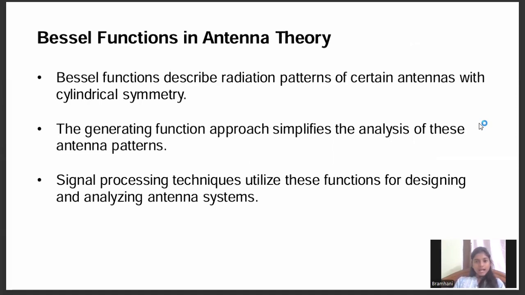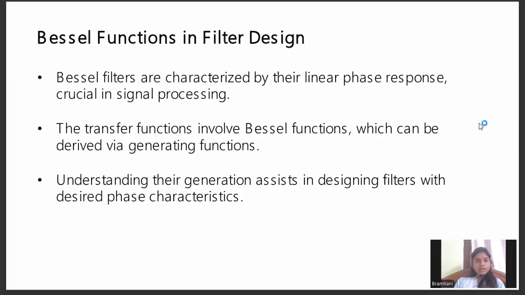Bessel functions in antenna theory. Bessel functions describe radiation patterns of certain antennas with cylindrical symmetry. The generating function approach simplifies the analysis of these antenna patterns. Signal processing techniques utilize these functions for designing and analyzing antenna systems.